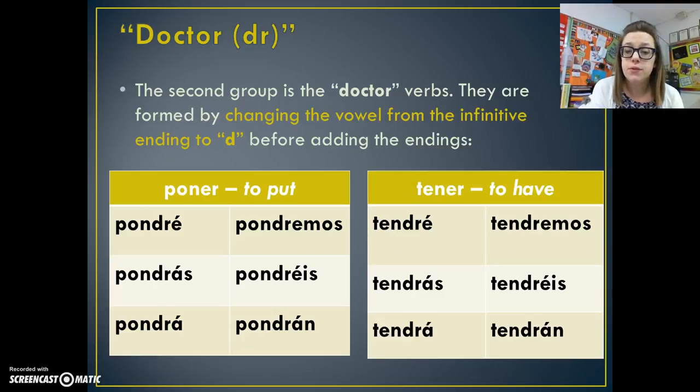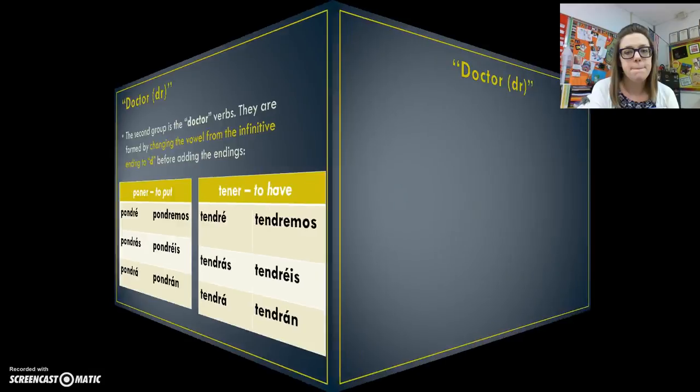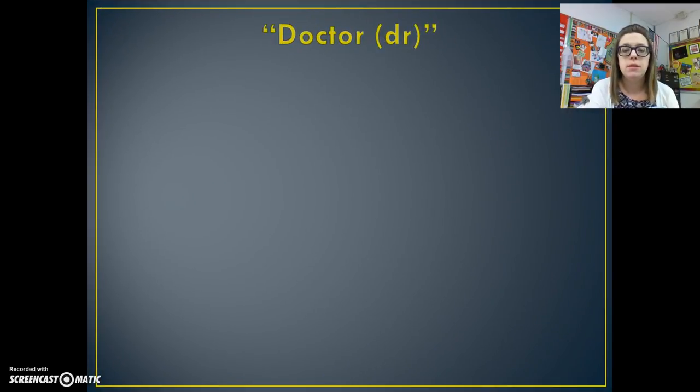Tener is another one of those verbs that is this doctor verb. So the E changes to a D. So the yo form is tendré, tú tendrás, él tendrá, nosotros tendremos, vosotros tendréis, and ellos tendrán. All right, more doctor verbs.